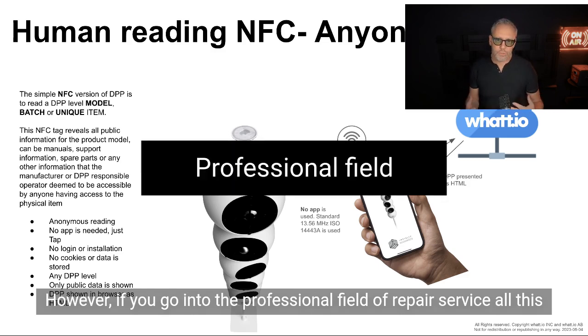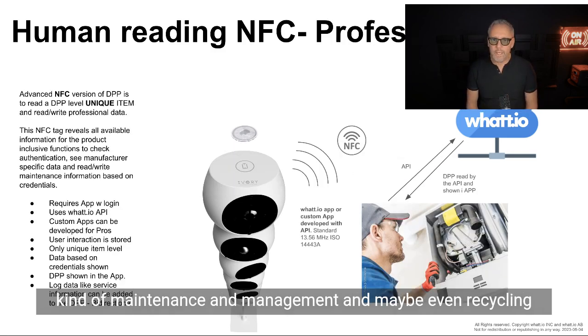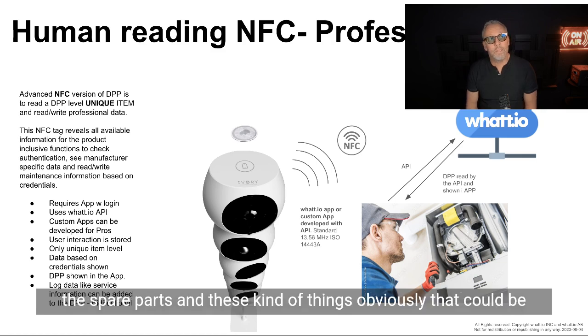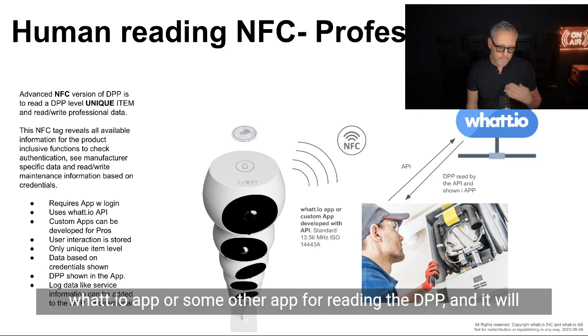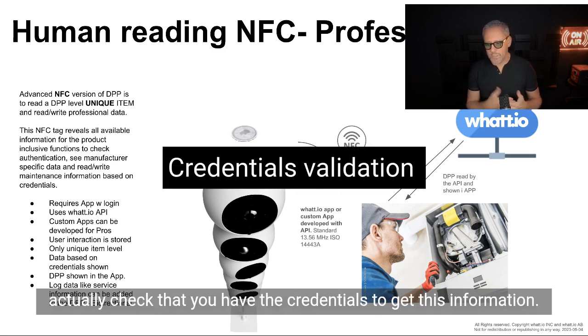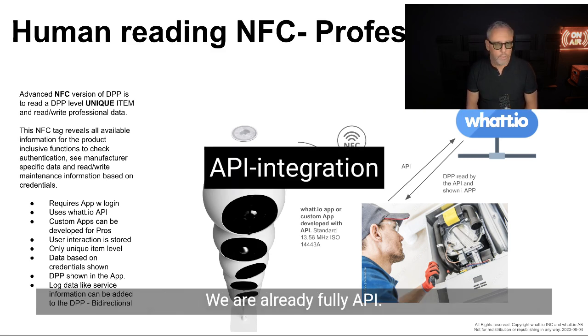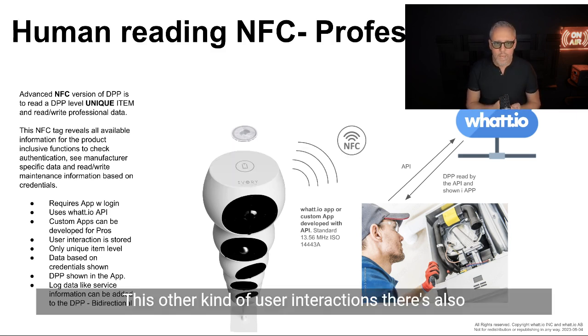However, if you go into the professional field of repair, service, all this kind of maintenance and management, and maybe even recycling and other type of information about manufacturing the spare parts and these kind of things, obviously that can be a requirement, and then you will need to download the app, the What.io app or some other app for reading the DPP, and it will actually check that you have the credentials to get this information. So you can also develop custom apps to our solution. We are already fully API. So you can also make other kind of user interactions.